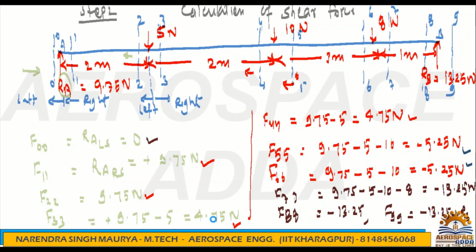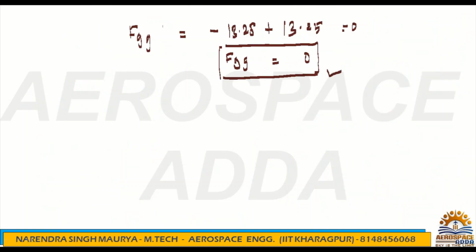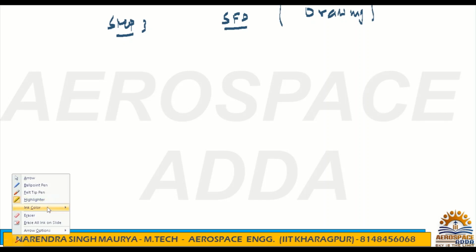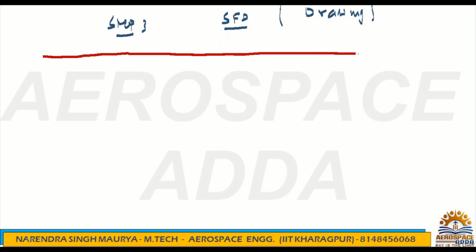Now step 3 will be drawing the shear force diagram. For SFD, how to draw? It's very simple. Always make a practice: once you are going to draw SFD or BMD, you have to draw the beam again. Why are you drawing it again and again?